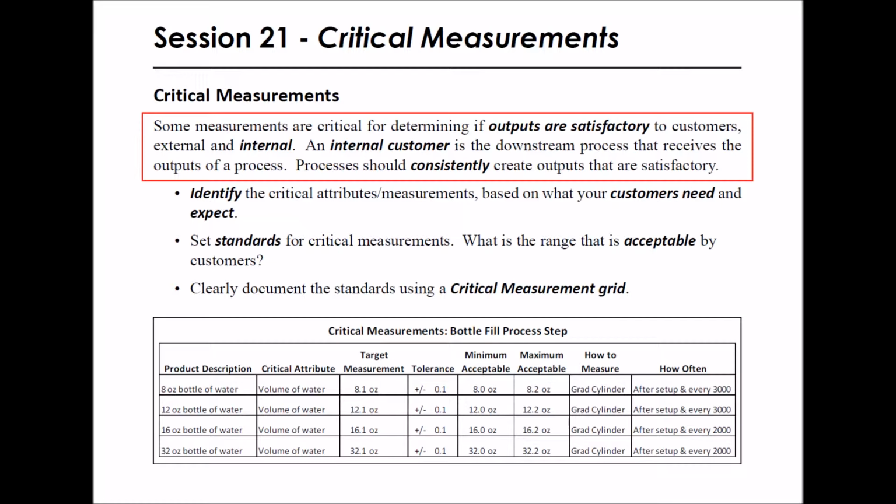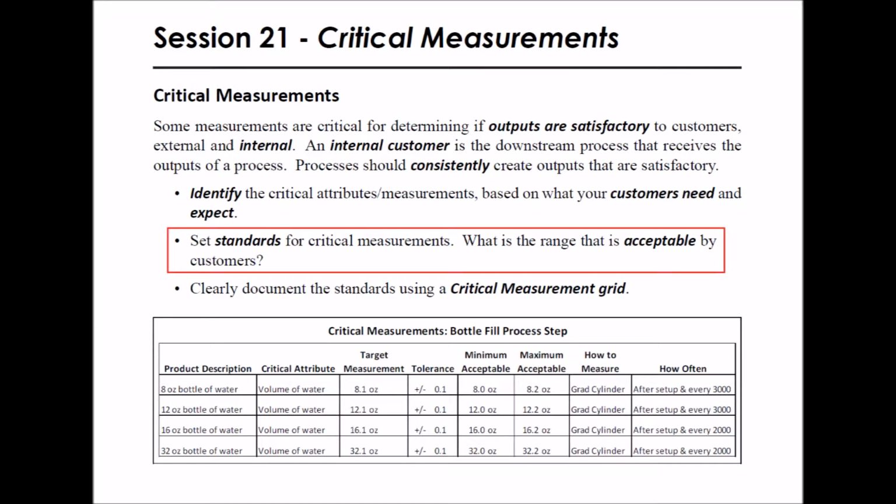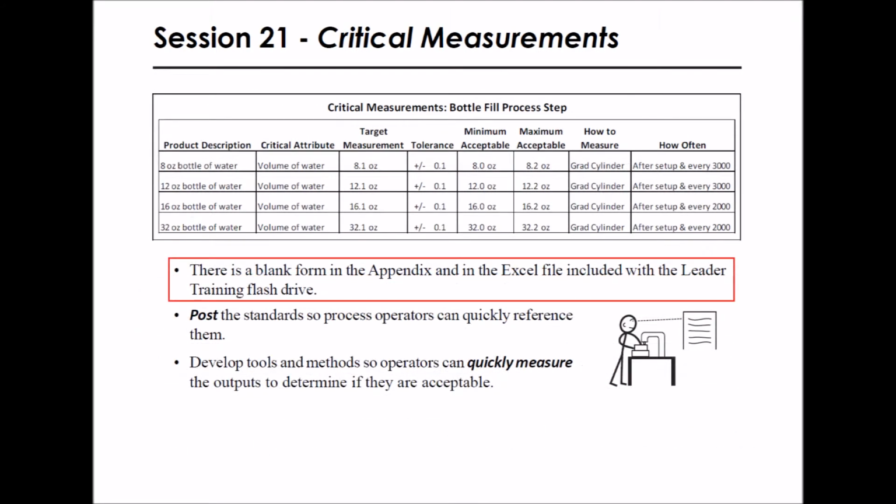Processes should consistently create outputs that are satisfactory. First, we need to identify the critical attributes or measurements based on what customers need and expect. Then, set standards for the measurements based on the range that is acceptable by the customers. Clearly document the standards using a critical measurement grid. There's a blank critical measurements form in the appendix and an Excel copy included with the leader training flash drive.